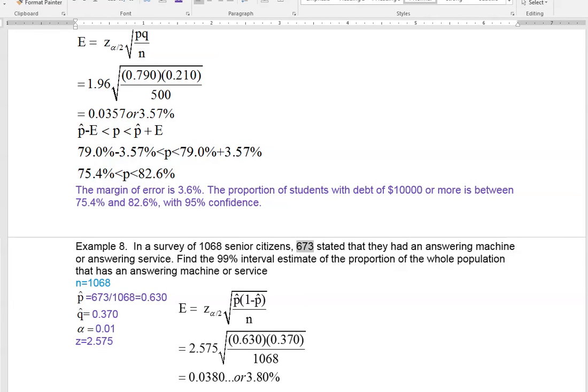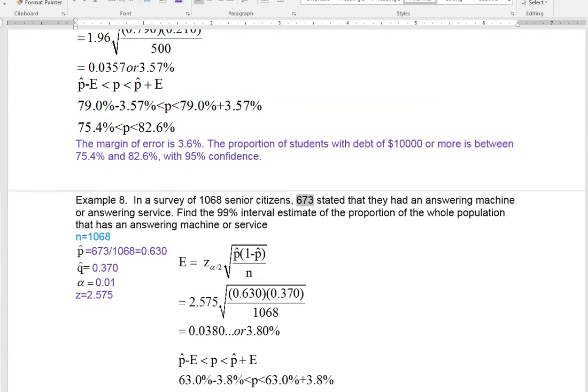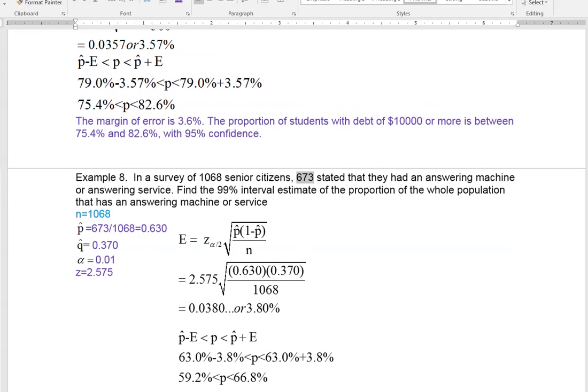and we end up this time with a margin of error of 3.8%. So we're going to take that and we're going to add and subtract it to our 63%. That was our point estimate. When we do, we get our lower limit, 59.2%, upper limit, 66.8%.